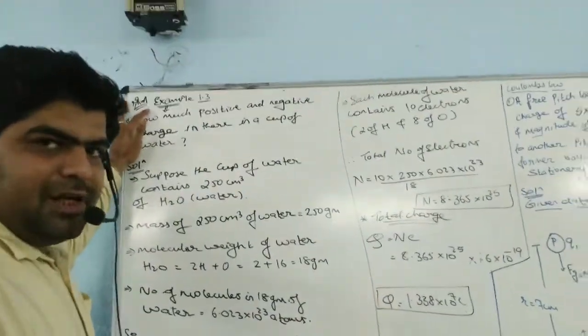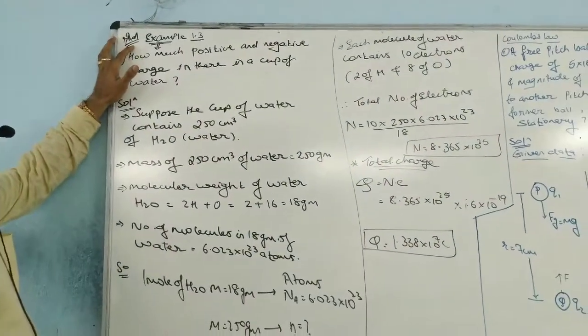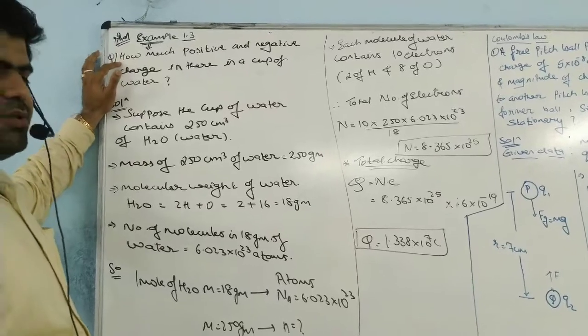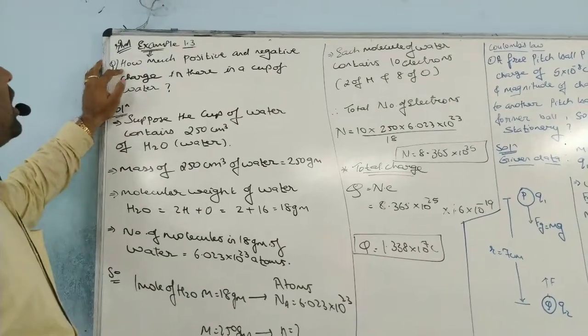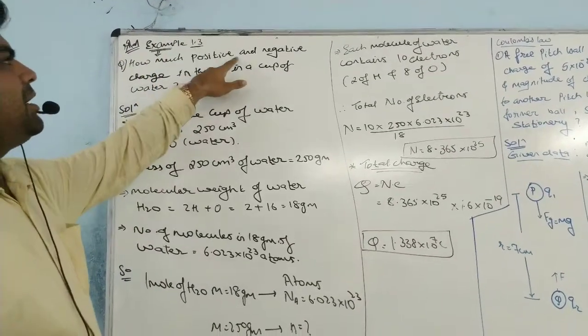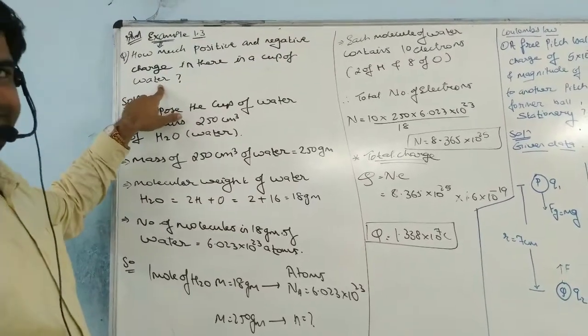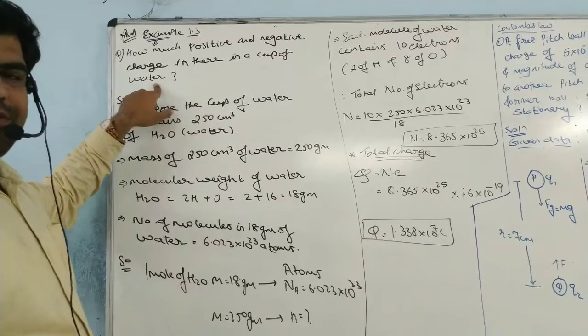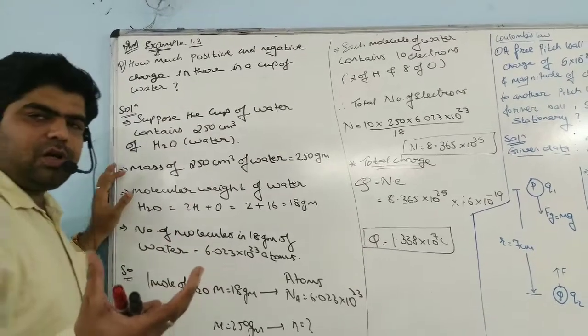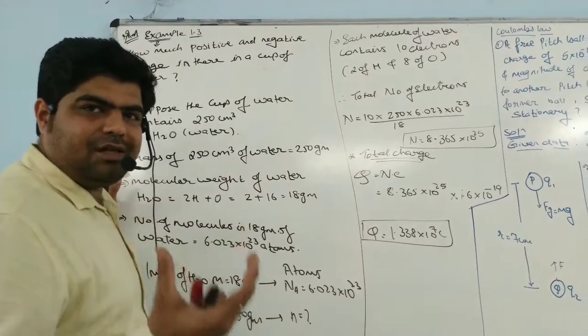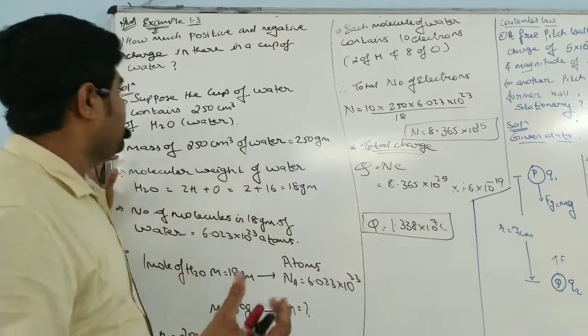NCERT solved example 1.3 is given. I've written the question and solution for you. How much positive and negative charge is there in a cup of water? The question is clearly given to you. In a cup of water, how much positive and negative charge is there?